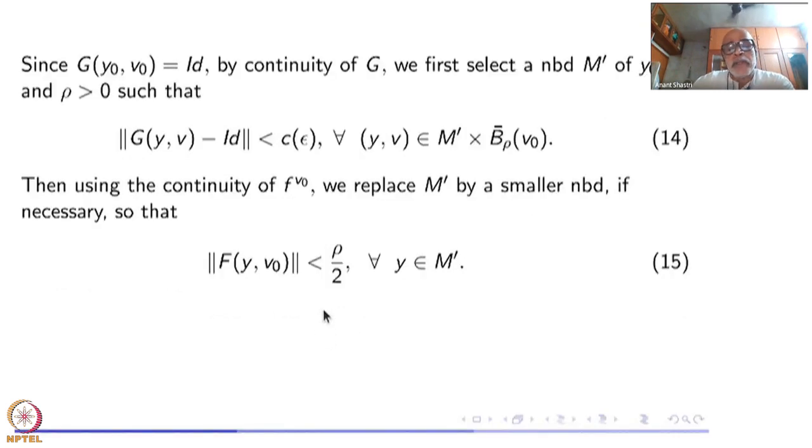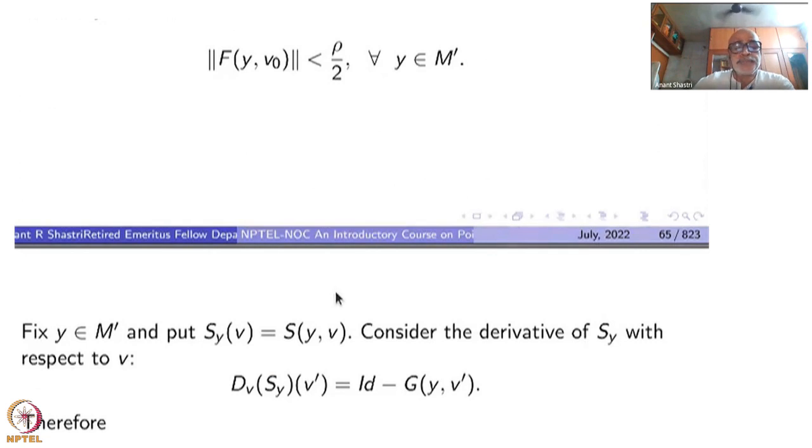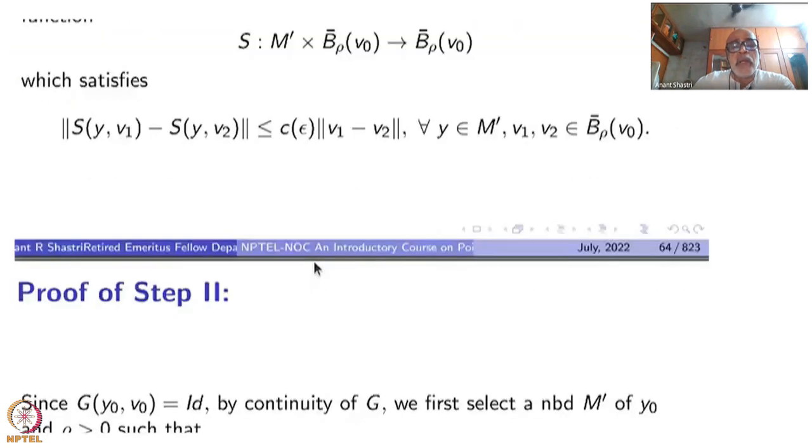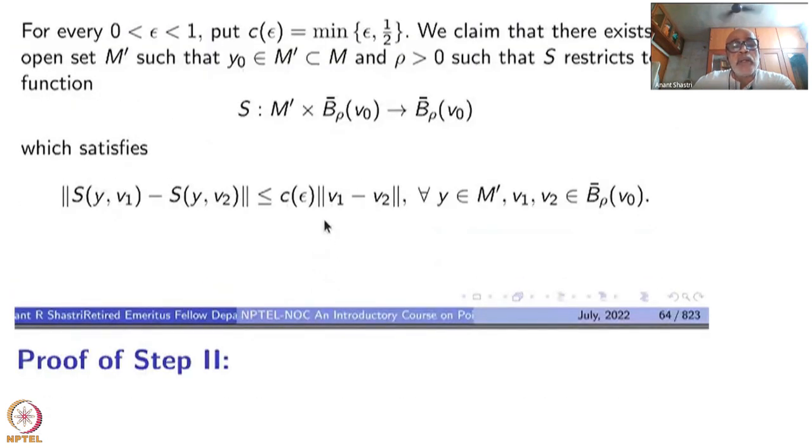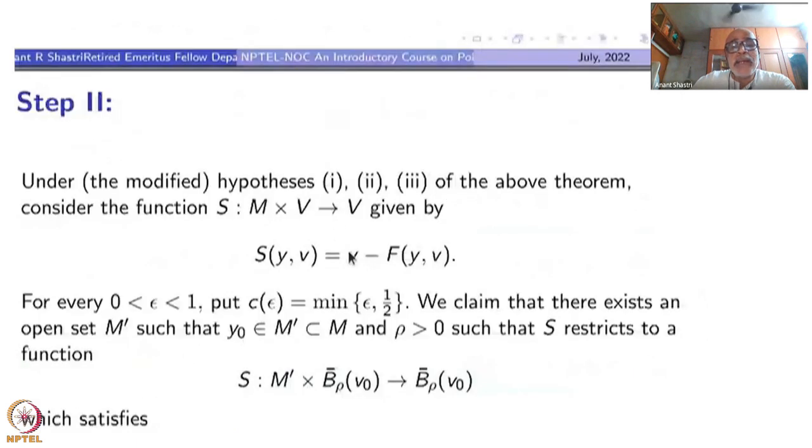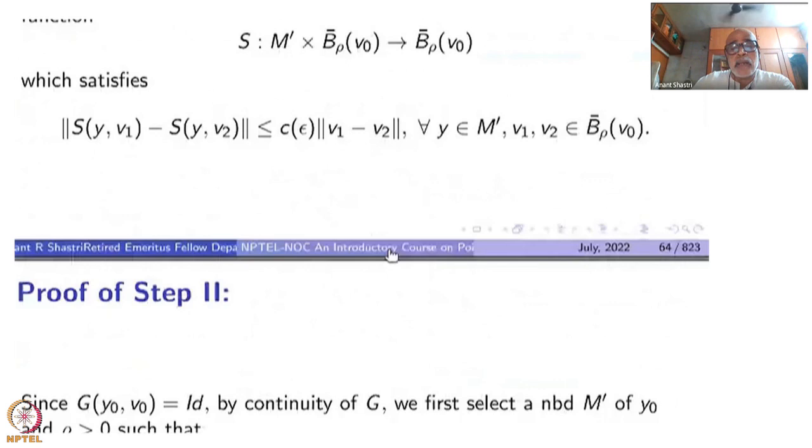All right, next I come to take a fixed point. Take some point Y in M prime. M prime has been cut down neatly. Now put S_Y of V equal to S of Y V. Remember what was S of Y V? S of Y V, by definition, is V minus F of Y V.